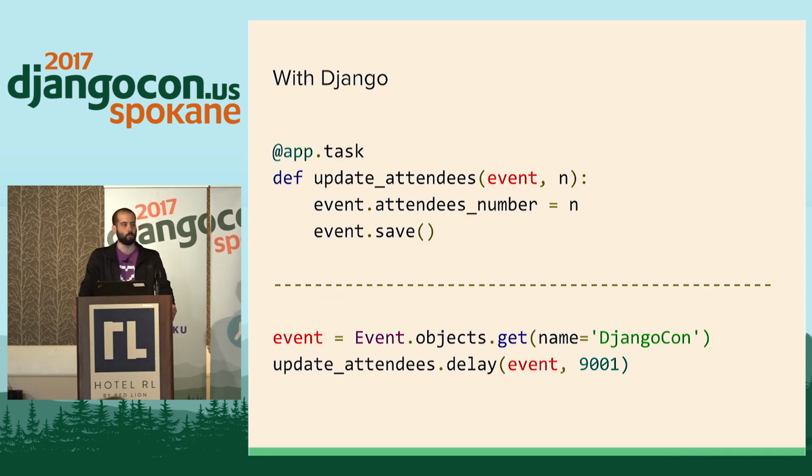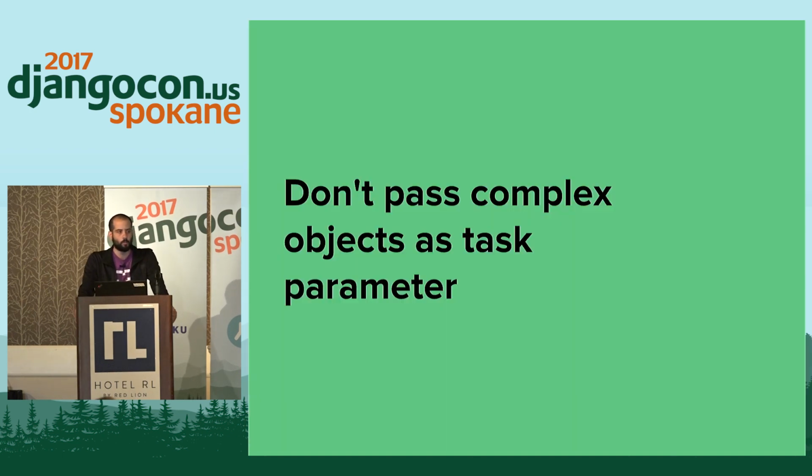Now I have a Django example. In it, the web node is requesting the number of attendees of the event to be updated asynchronously. Notice that we are passing the event objects to the task. Don't do this. Objects get serialized and stored in the broker. They are then deserialized before passing to the task.